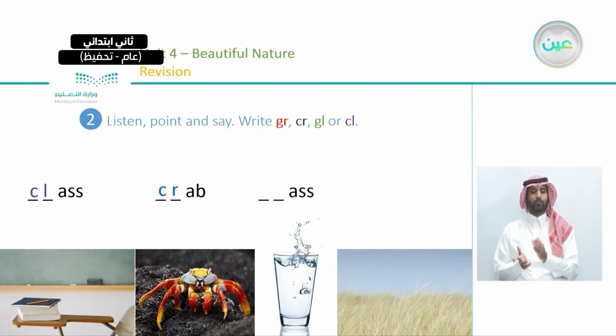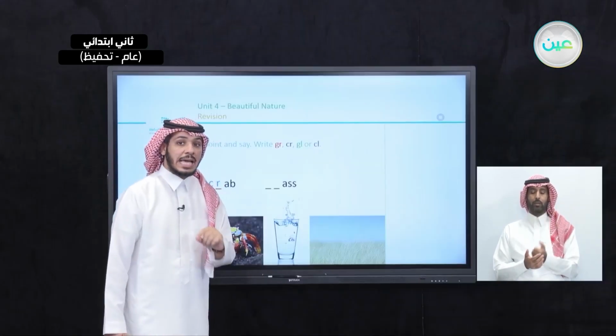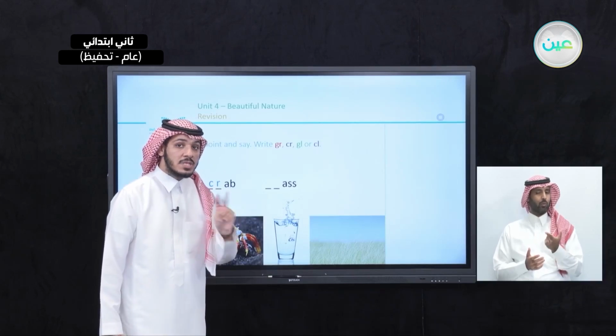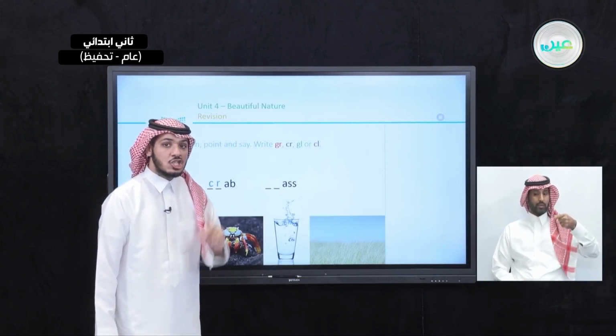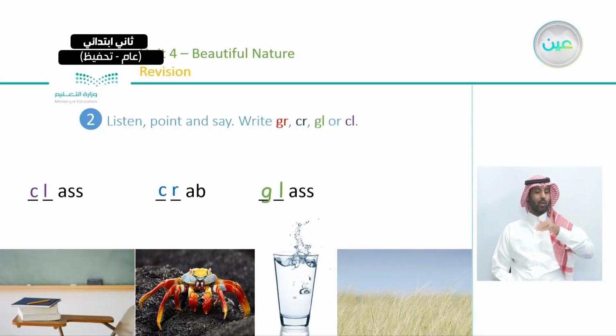Okay. After that, we have this. Let's listen and tell me after that. Glass. Okay. So it's glass. What are the two missing letters? Glass. GL. Excellent. So we have GL here. Okay. The last one here.